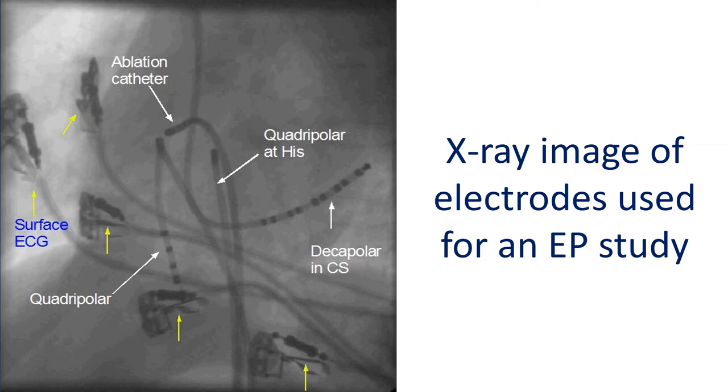EP study uses multi-electrode wires introduced into the heart chambers under local anesthesia through the blood vessels of the neck and groin. A repeat electrophysiology study is usually done after the RF ablation to make sure that there is no likelihood of recurrence of the heart rhythm abnormality.